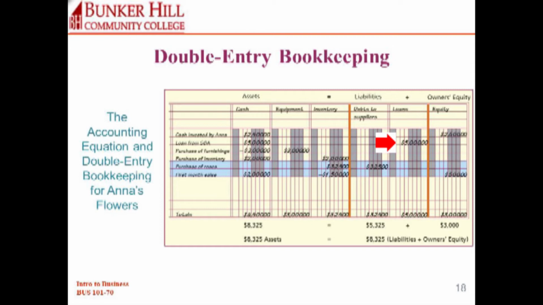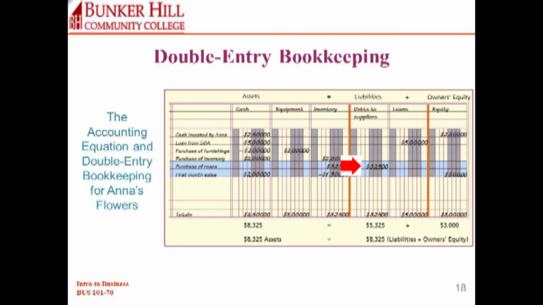The next one down is the purchase of inventory. She spent $2,000 of her cash, so that's $2,000 out of there, but she has to add it in the inventory column because it's been converted from cash into something of value. She bought roses for $325. She bought it on credit, so she's got $325 in inventory, but she owes that money under the liability column to her suppliers.